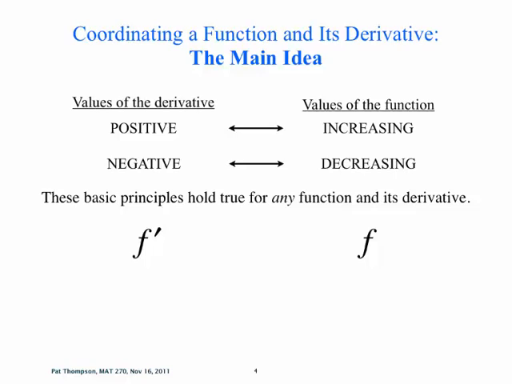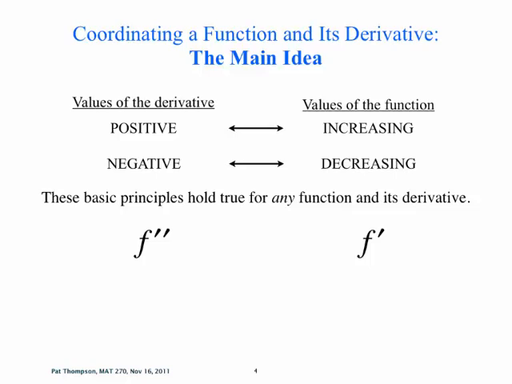But then it's true for the first derivative and the second derivative. Why? Because the second derivative is the derivative of the first derivative. So all these facts apply. The same framework applies when you're comparing the first derivative and the second derivative. If the first derivative is increasing, the second derivative is positive. If the first derivative is decreasing, the second derivative is negative.